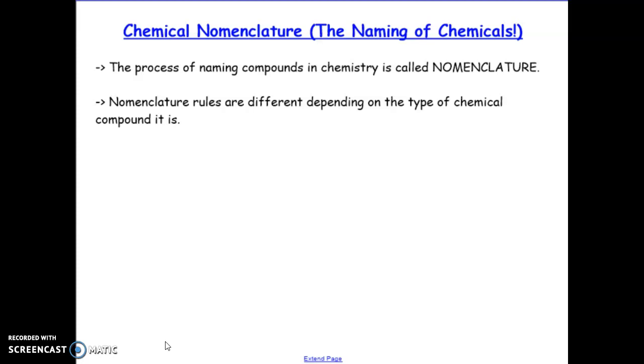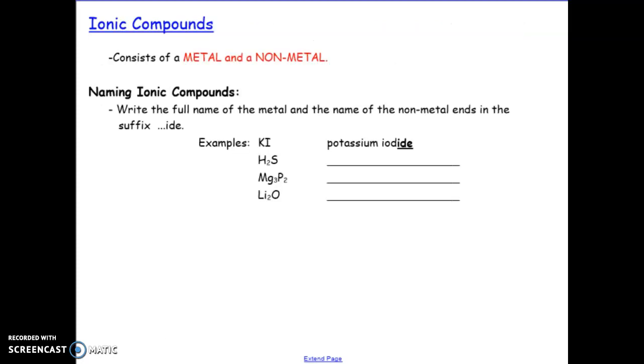Obviously this is a multiple part lesson because there are many different types of compounds. We are going to have to go through each of them since there are different naming rules for each one. We'll also go through how to do the formulas as well. So first we're going to start off with ionic compounds.